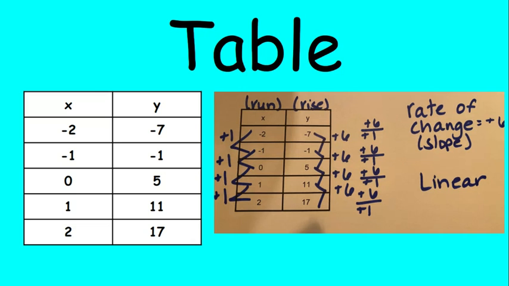So now you're going to have an assignment, simple 8 questions, 2 of each type, where you're just determining the slope of each situation.